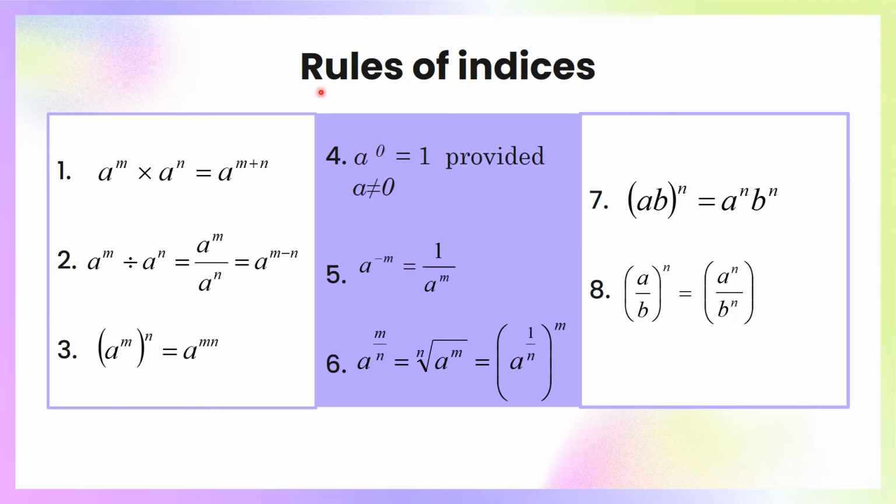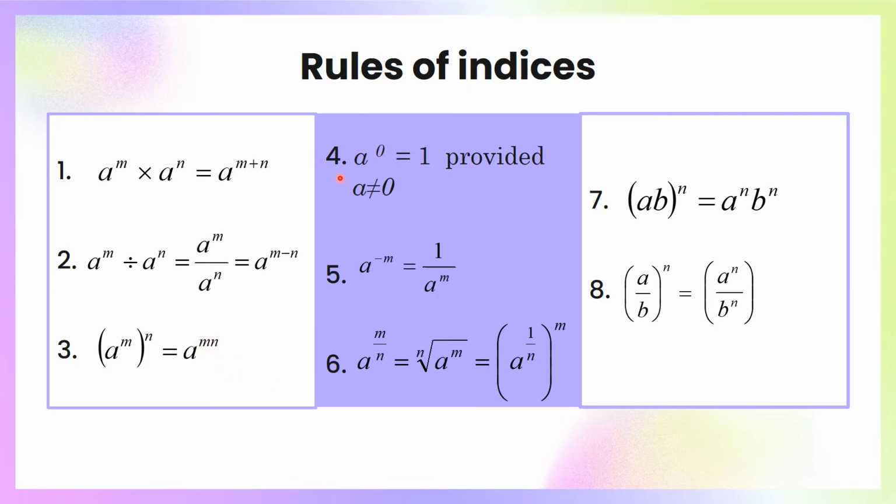Here we have 8 rules of indices. The first one, a to the power of m multiply a to the power of n equal a to the power of m plus n. And then the second one, we have a to the power of m divided by a power of n is equal to a power m minus n. And then we move to the third one, a to the power of m to the power of n. This is a to the power of mn. So we can multiply the power, the index here.